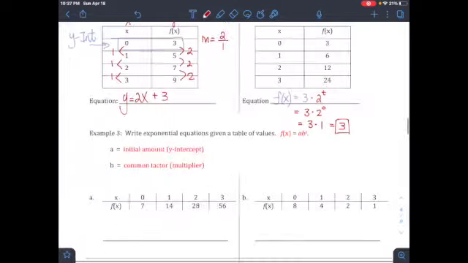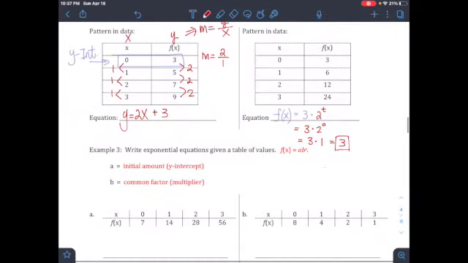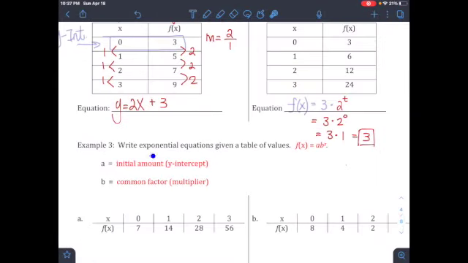So now let's take a look at what they're really trying to tell us. They say write an exponential equation given the table of values. f of x equals a times b to the x power. What do a and b stand for? A stands for the initial amount. That's the y-intercept. So you have to look for x equals 0, and then you're going to find the y-intercept.